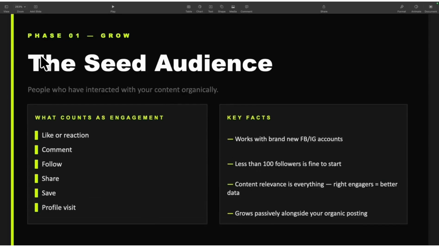Right. So phase one, the grow. This is the seed audience. These are people that have interacted, like I mentioned. So they liked, they commented, followed, shared. It's not really visited a profile. That shouldn't be an actual engagement metric, but all the rest of them are.